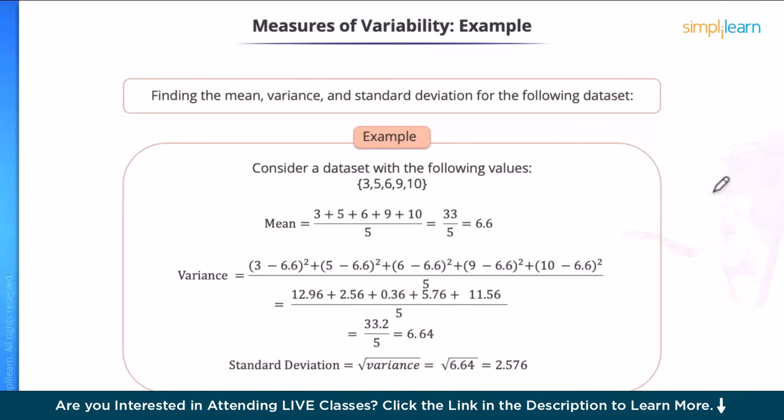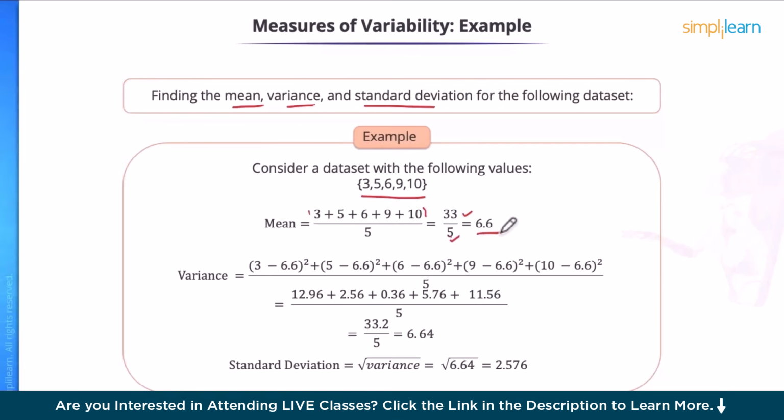Let's consider an example. Let's find out the mean, variance, and standard deviation for this data. The data values are 3, 5, 6, 9, and 10. To find the mean, we first find the sum of all these data values. That is 33, and divide it by the count, which is 5. We get the mean of 6.6.